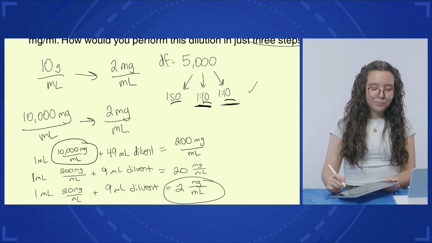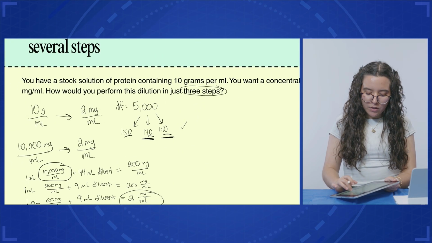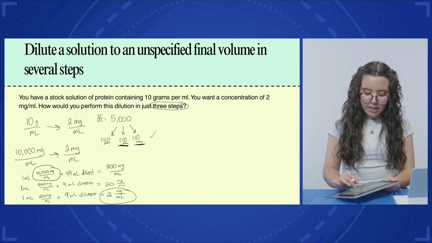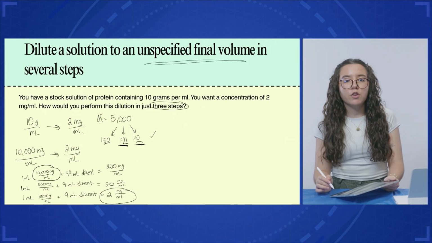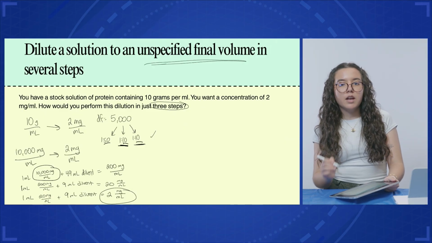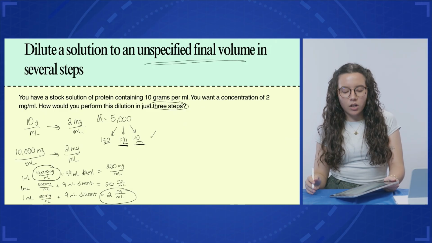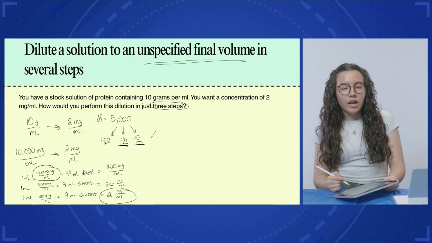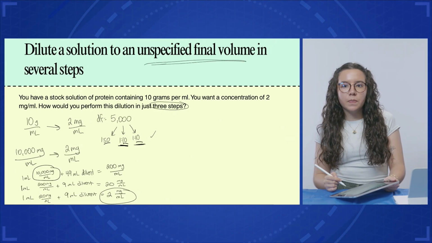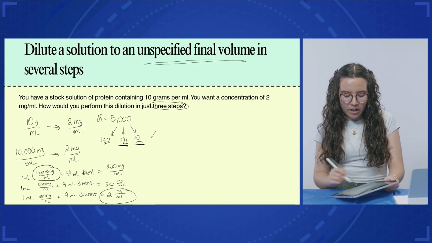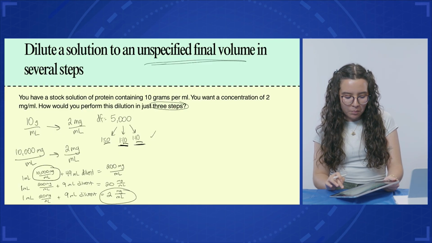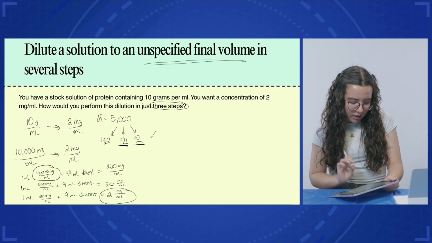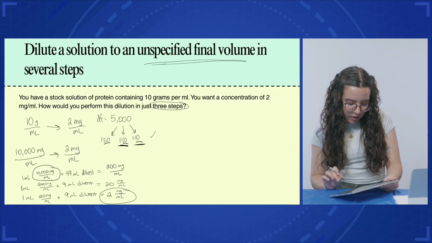Now here, the reason we were able to do it this way too is because it didn't tell us how much it wanted as a final volume, which is why we could do it this way. If it did tell us a final volume, we would just go ahead and do it with the M1C1 or M1V1, M2V2 method as we did here. But let me see if that is all done there.